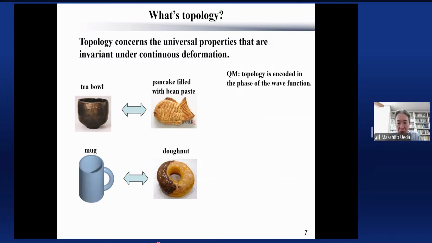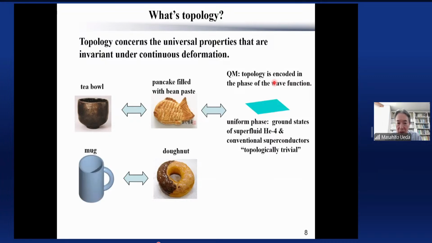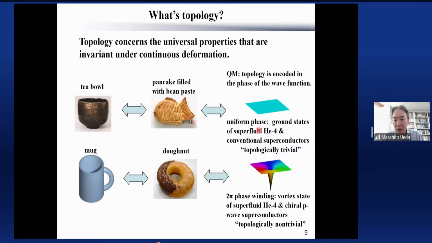In quantum mechanics, the topology is encoded in the phase of the wave function. The filled pancake is topologically equivalent to a uniform phase. The ground state of superfluid helium-4 and the conventional superconductors belong to this category. In contrast, a donut is topologically equivalent to a 2-pi phase winding. A vortex state of superfluid helium-4 and the chiral p-wave superconductors belong to these highly non-trivial topological objects.